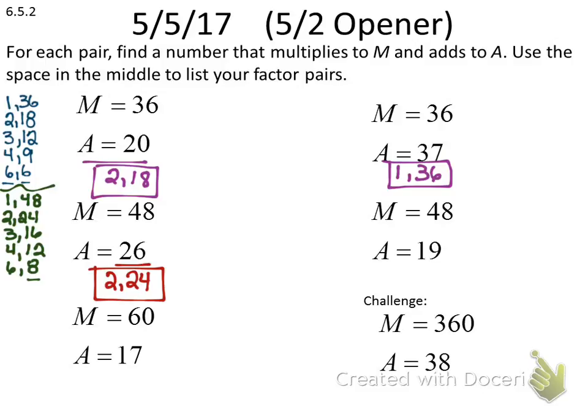Now, I already did my factors for 48, so now my A is 19. Which of those factors can I add together to get 19? 3 and 16. Yeah, 3 and 16. So 3 plus 16 equals 19. But if I take 3 times 16, I get 48.